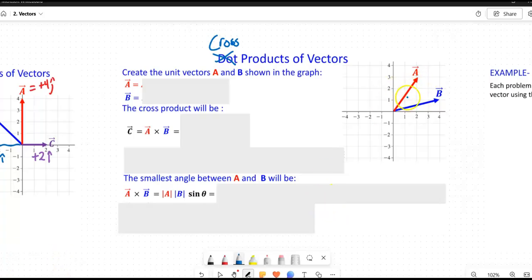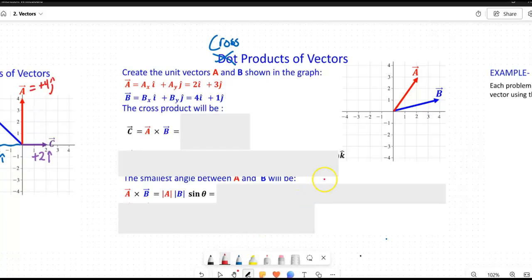So again, what I want you to do is start off by writing the vector of the unit vectors of A and B. And what I want you to do is try to estimate what the answer should be for A cross B. Okay, and we'll just do that right now. So try it out, pause the video now.